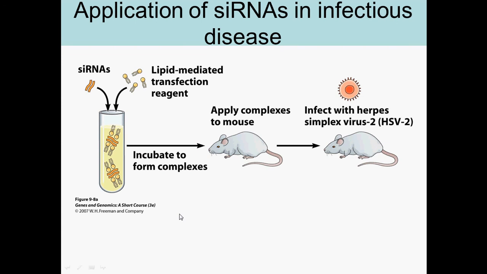So here, what we can do is we can take the siRNA, double-strand siRNA, shake it up with some fatty acids, so it's coated with fatty acids, and then you can insert it into a mouse, and this siRNA is going to be complementary to the mRNA in the herpes virus.